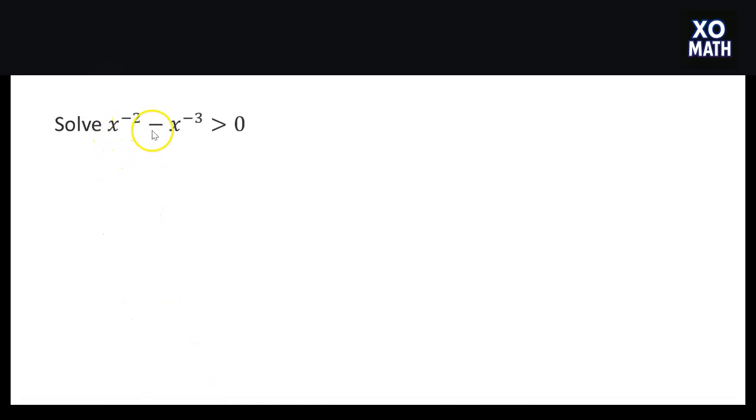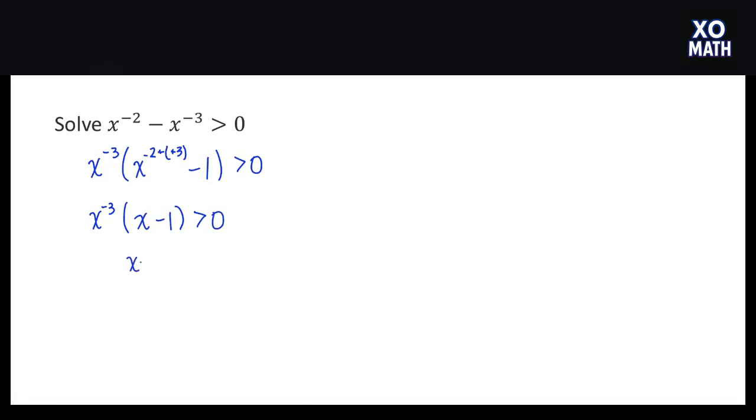Now let's solve x to the negative 2 minus x to the negative 3 is greater than 0. First, we'll go ahead and factor. Between these two terms, I can factor out an x to the smaller exponent, which would be x to the negative 3. Then I'd have x to the negative 2 minus negative 3 minus 1 is greater than 0. So that's x to the negative 3 times x to the first power. So negative 2 minus negative 3, that's negative 2 plus 3. That's just x to the first. Minus 1 is greater than 0.